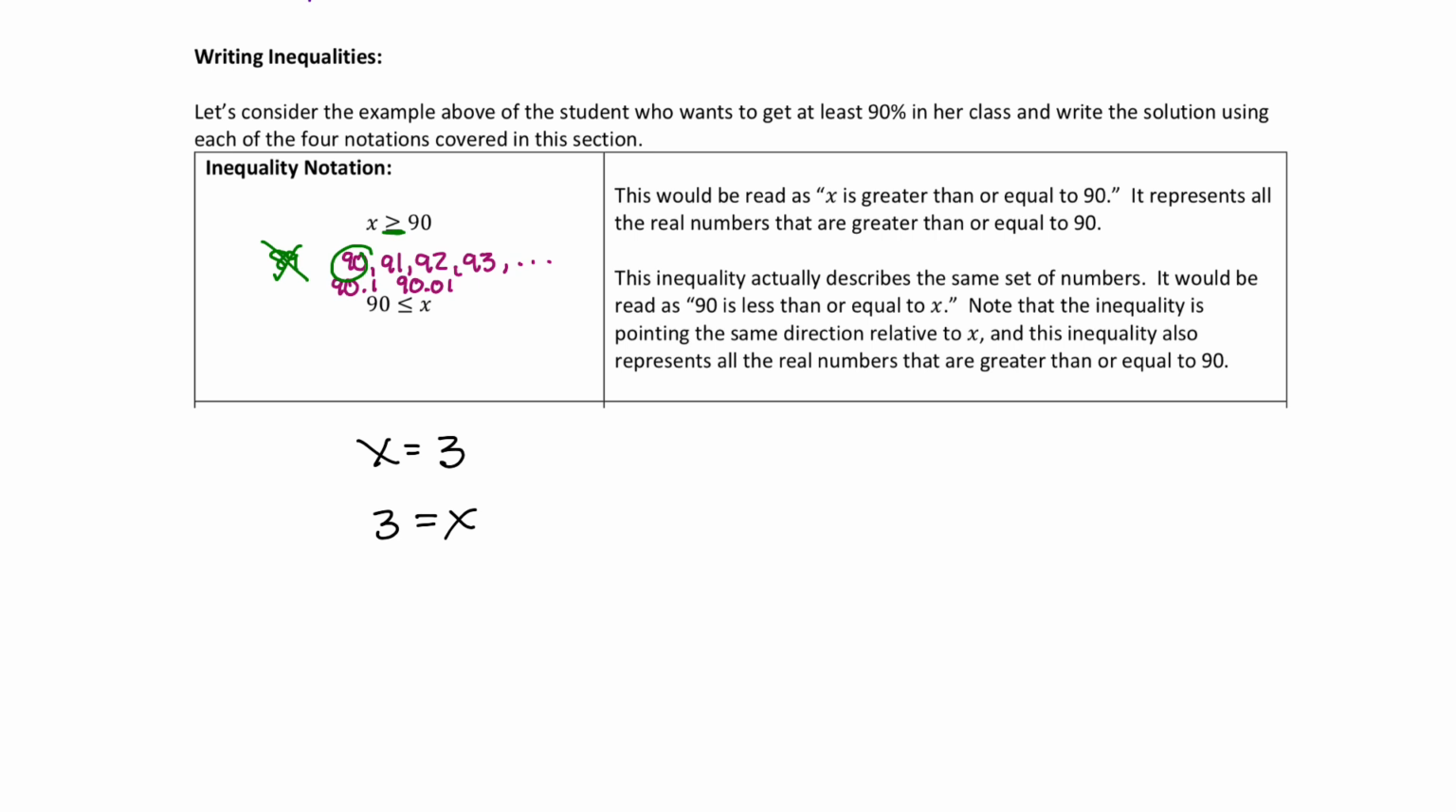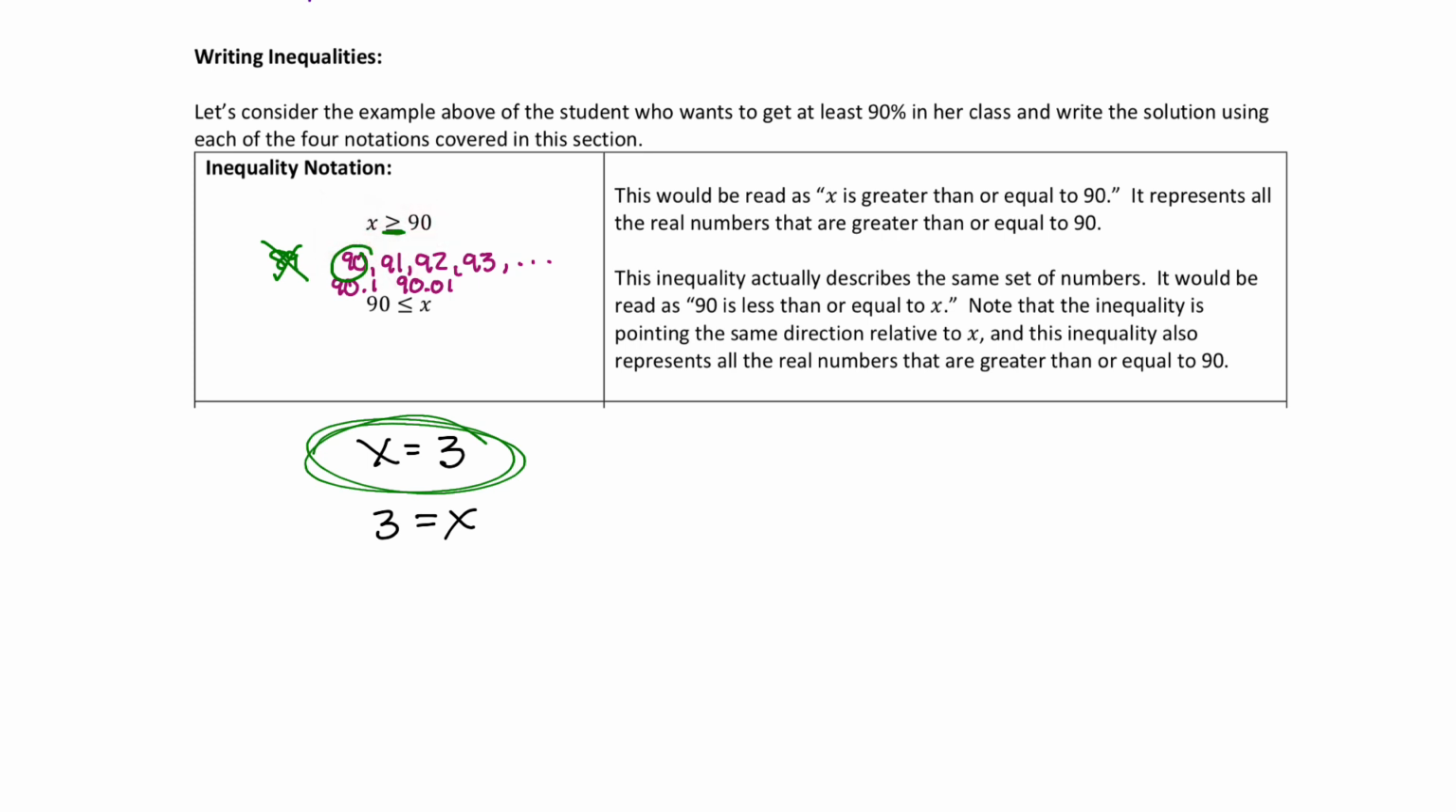This is a way that you can represent more than one answer. With the other method, you only had exactly one answer, and x was 3. That's it. This way represents an infinite number of answers, every single number that is greater than or equal to 90.